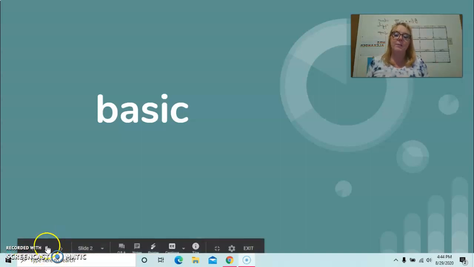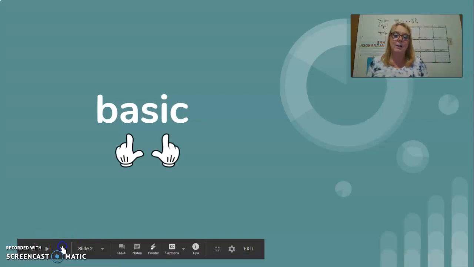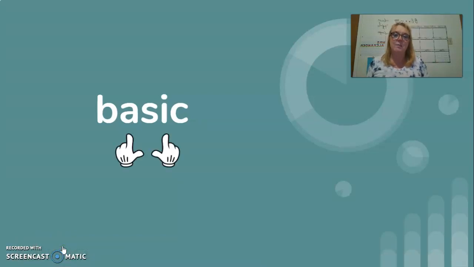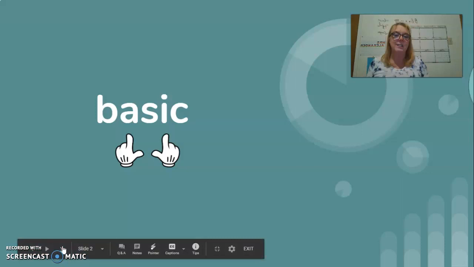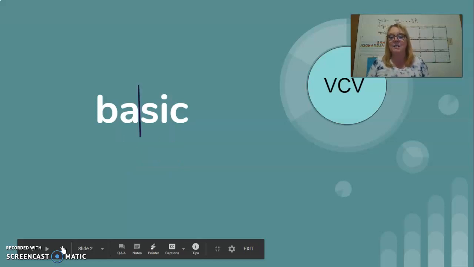Let's look at the word. If I put my fingers under the 2 vowels, I see the A and the I. What do you see between those 2 vowels? This is a new pattern. What do you think the pattern's called? Vowel, consonant, vowel. That's right. So usually when there is 1 consonant between 2 vowels, the word is divided before the consonant. Let's go ahead and accent that first syllable because remember, in most English words, the first syllable is accented.